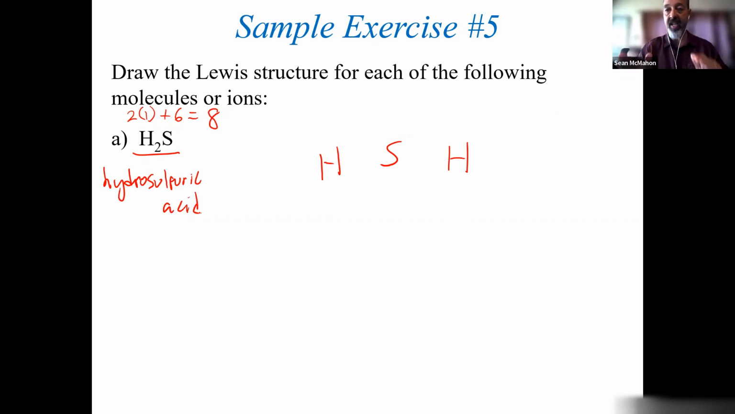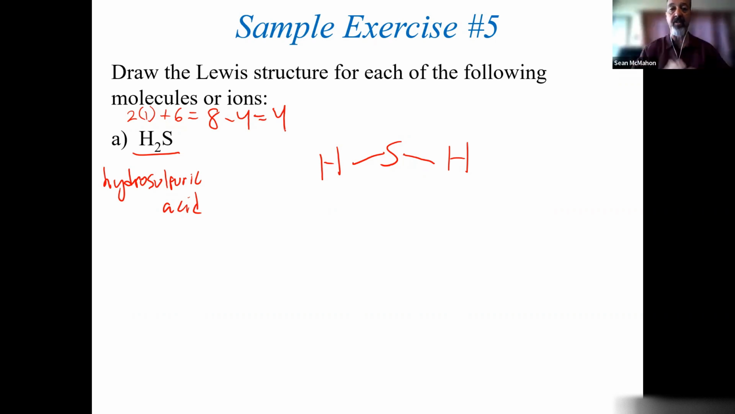So we learned about this, but now we're going to draw the structure. So I have 8 valence electrons. The first thing I have to do is I have to draw the bonds. There's 2 bonds, 2 electrons per bond. I've used 4. So 8 minus 4 means I have 4 remaining. With the 4 remaining, I add lone pairs first to the outer atoms.